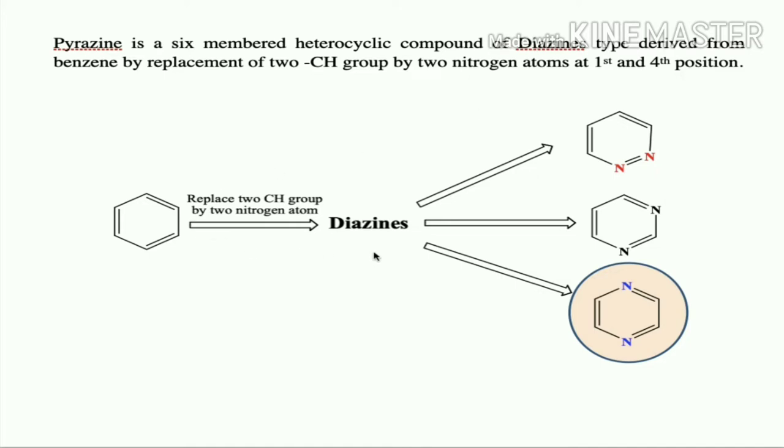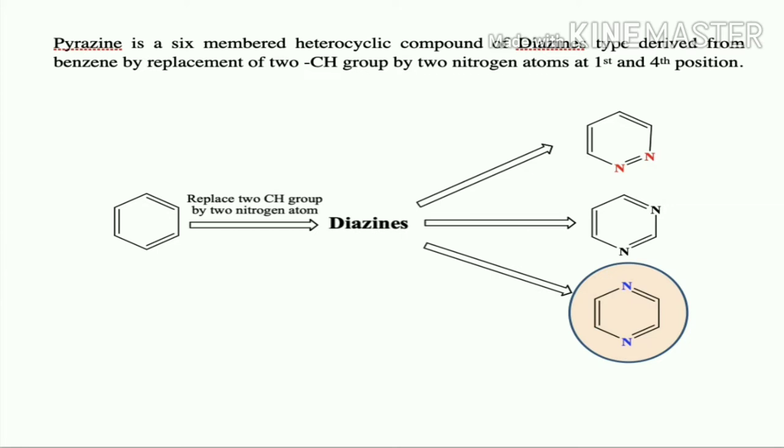In the previous video lecture, I discussed how diazines are derived from benzene by replacement of 2 CH groups by 2 nitrogen atoms. And this diazine has 3 isomeric forms: 1,2, 1,3, 1,4. So in the previous lecture, I discussed the 1,3 isomer, that is pyrimidine. Today, I am going to discuss the 1,4 isomer, that is pyrazine.